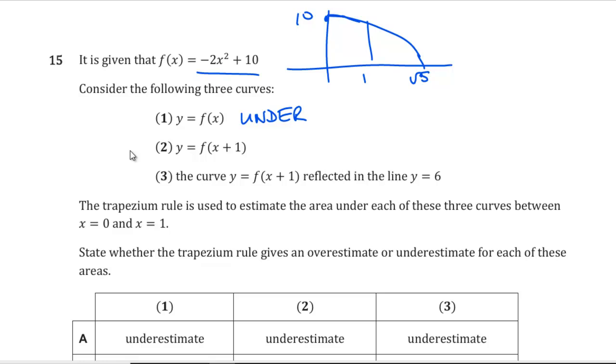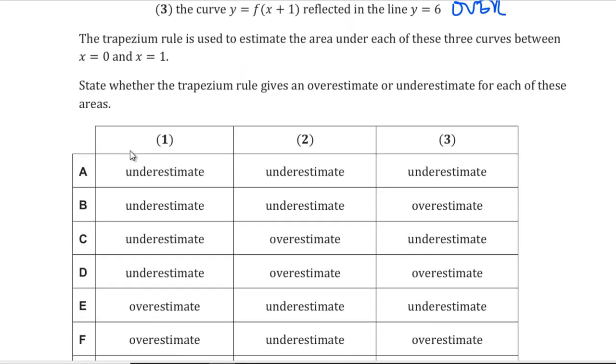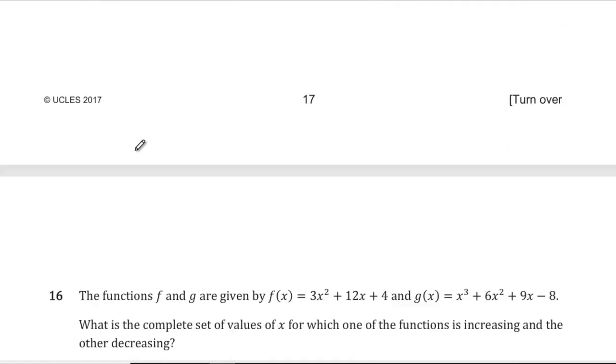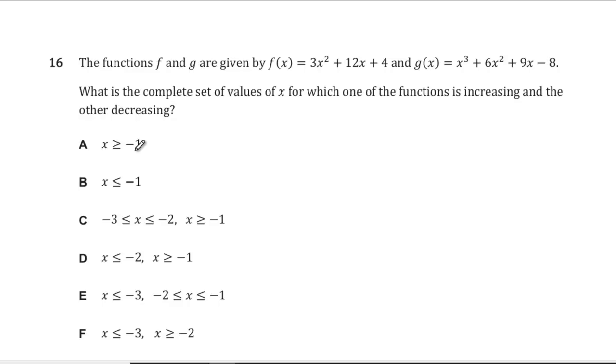Then if we're moving it 1 to the left, it's still going to be in this bit because we haven't hit the root. So it's still going to be an underestimate. And then we've moved it across and then we've reflected it in the line y equals 6. So it's then going to be like this. So it'll be an overestimate. So we want under, under, over, which is B. Oh, I like those ones. I don't like seeing trapezium rule, but when it's just for whether you're getting underestimate or overestimate, then it's not as bad.